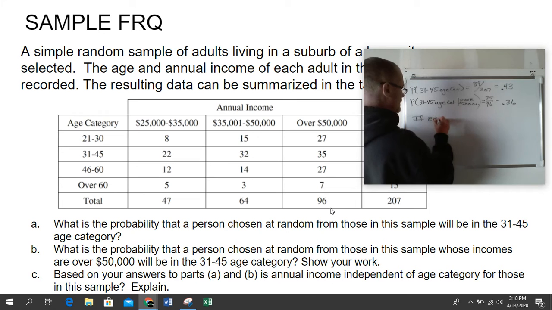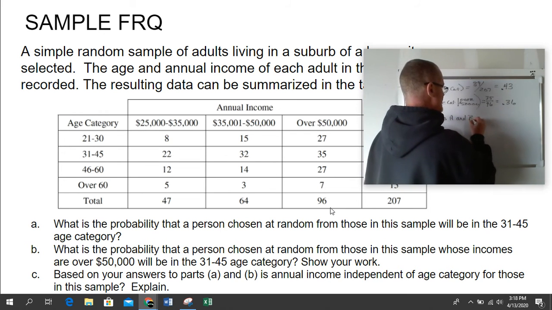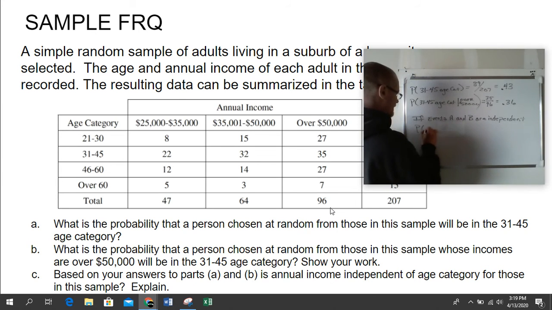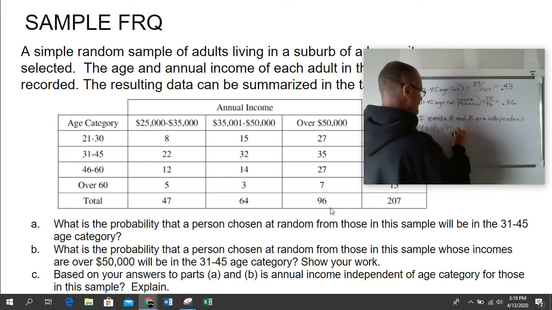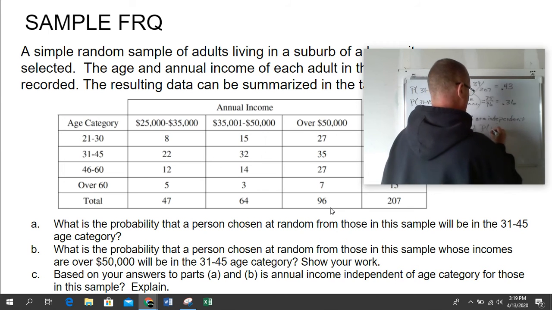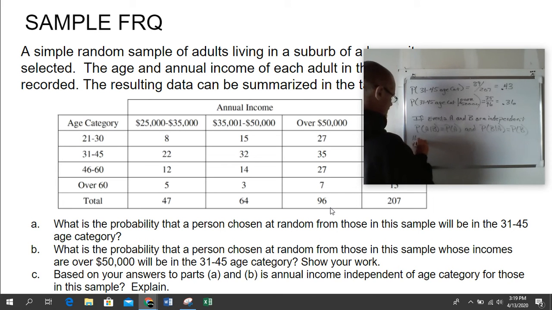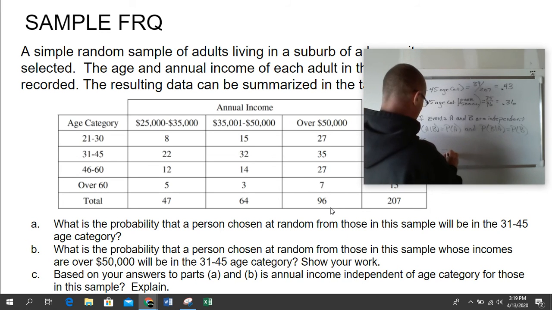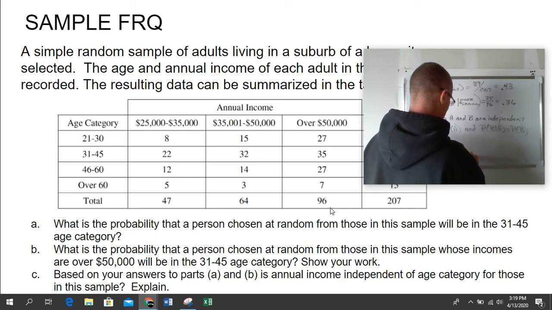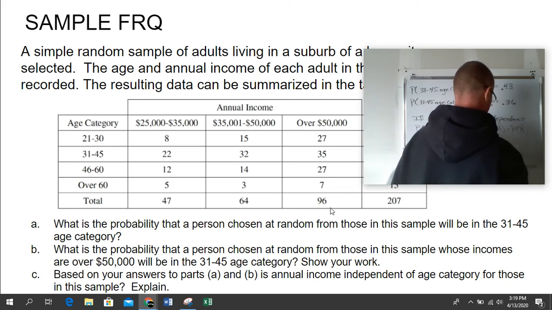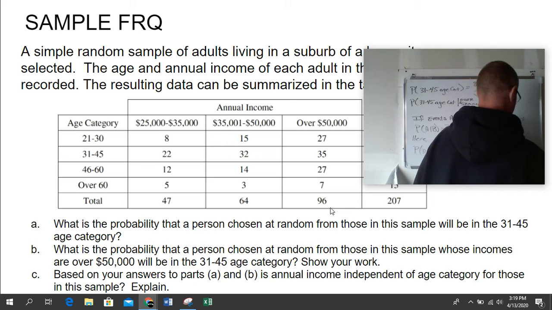If events A and B are independent, the probability of A given B is equal to the probability of A, and the probability of B given A is equal to the probability of B. Here, the probability of 31 to 45 is not equal to the probability of 31 to 45 given over 50,000. So the two events are not independent.